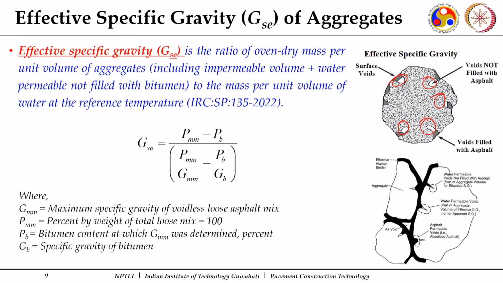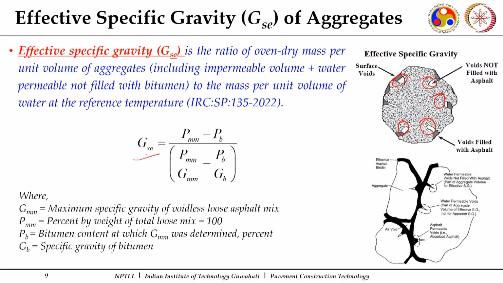So GSB, there is another specific gravity which needs to come into the picture when we are working with bituminous mixes, because the aggregates will not be submerged in water, they will be coated with the binder. So this gives your effective specific gravity. This is neither your apparent specific gravity nor your bulk specific gravity. And what it says is, it is the oven dry weight divided by the volume of the solids plus the volume of the voids which are not filled with the bitumen.